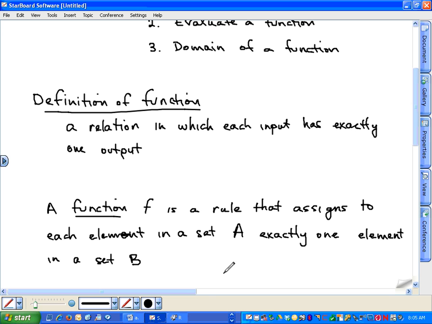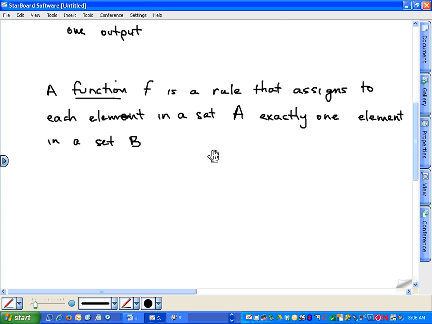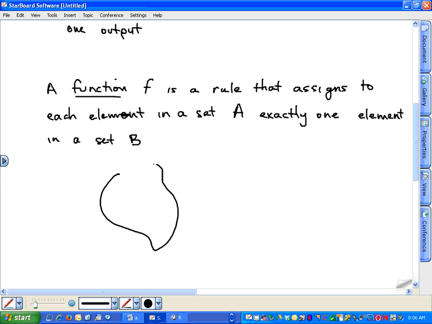This is a pretty common definition of a function. Makes complete sense, right? We're ready to move on. Sometimes they're a little bit hard to understand at first. Let's talk about this. I want you to draw this. I want you to draw some googly little thing right here. We're going to call this set A.